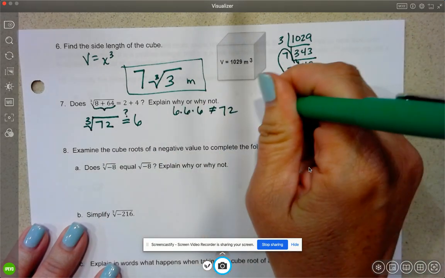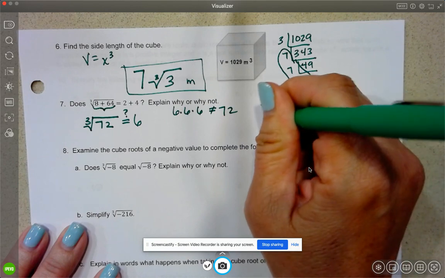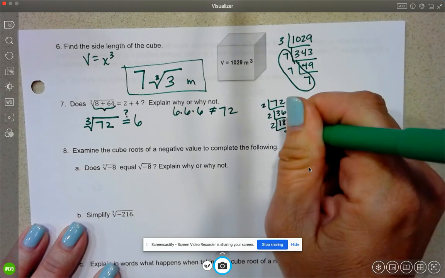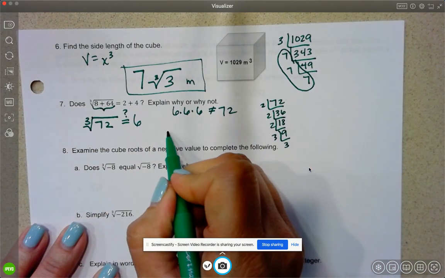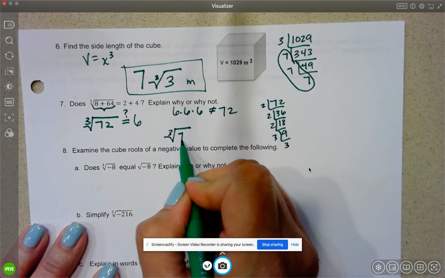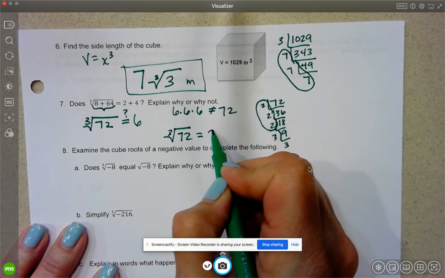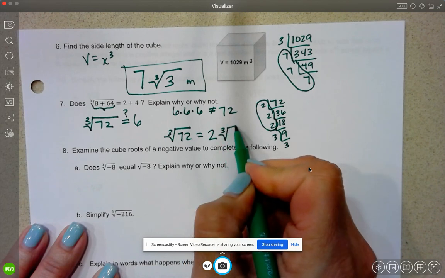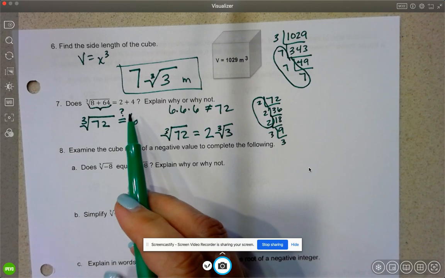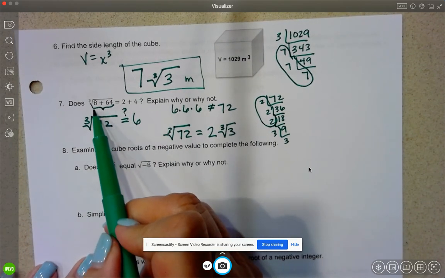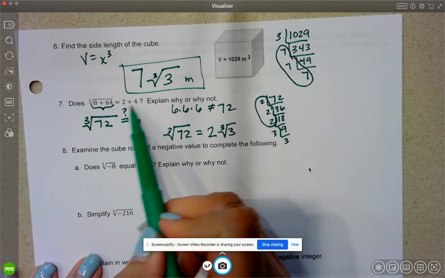Or you could go ahead and find the cube root of 72. 72 is divisible by 2, 36. Divisible by 2, 18. Divisible by 2, 9. Divisible by 3. So actually, the cube root of 72 is, here's a group of 2s, 2 cube root of 3. So that's not the same as 2 plus 4. That should tell you that you can't split up addition inside of a radical like they did here.